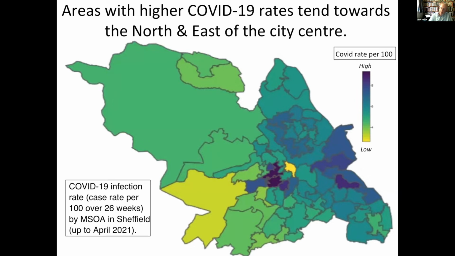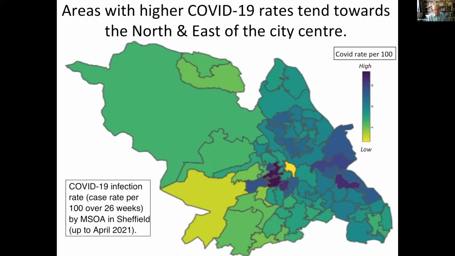In terms of where COVID's been in Sheffield, as opposed to looking at the time course, this slide is slightly out of date, but it won't be significantly different in terms of the pattern now from what it was back in April. It shows quite clearly that the darker areas, which have the higher COVID rates, the really darkest rates, have 8 times the rates in the yellowy green areas.